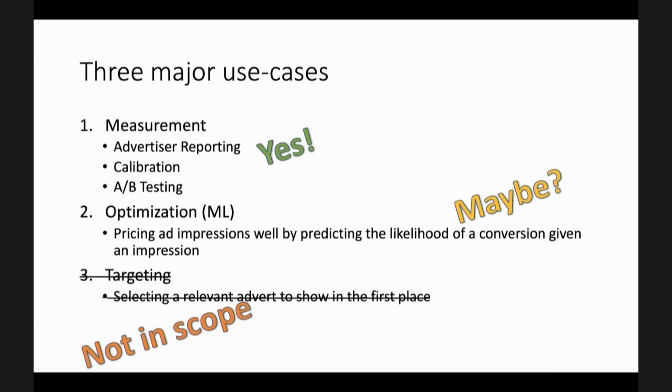Optimization seems like the next potential place that we might be able to make a little bit of progress, because the technologies that we're building for measurement could potentially be adapted for optimization. Currently, targeting is not really in scope, and I don't have any particularly good ideas of how we can use privacy-enhancing technologies to solve that problem. So for the moment, we're not really particularly focused on that.